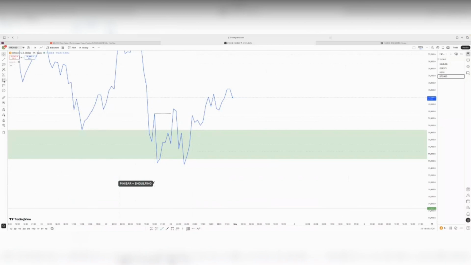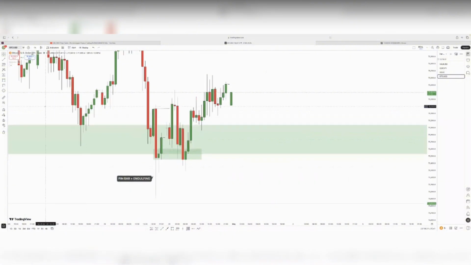And what did the price do? Price used this newly created support. On the candlestick chart, you see it just used the main low right here. So this is the point where price switched from bearish to bullish.